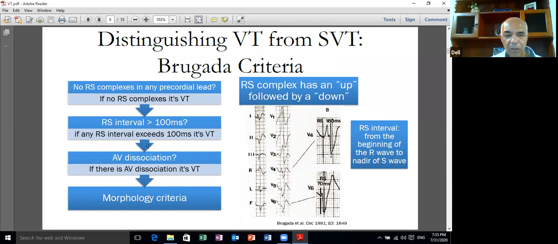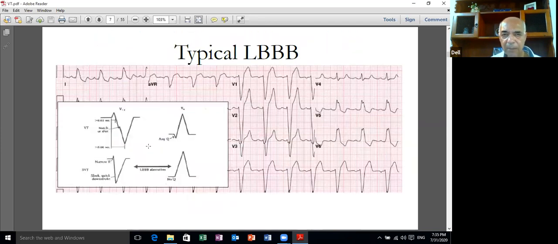If not, then you go to the morphologic criteria, which I will detail in the subsequent slide. You look for V1 for the typical left bundle branch block pattern or the right bundle branch block pattern. If you look into the square in the left lower corner, the lower panel will tell you how the typical left bundle branch block pattern reveals itself.